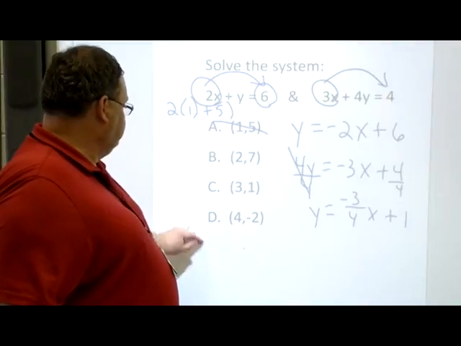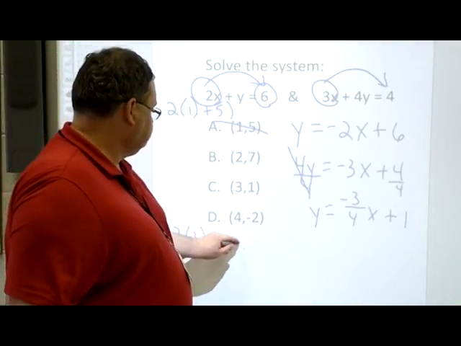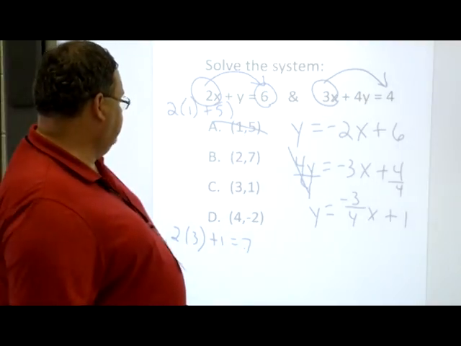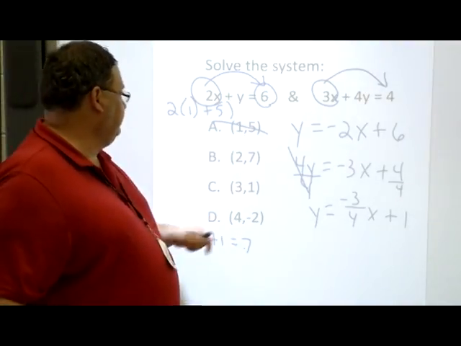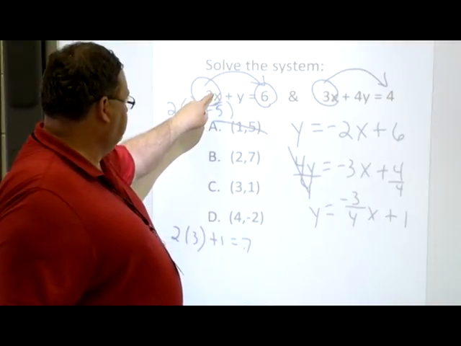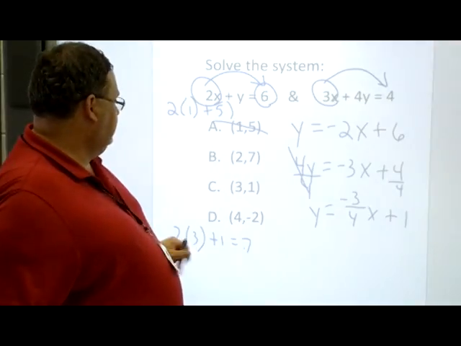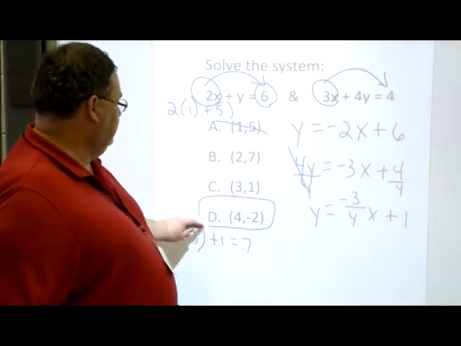Two times 3 is 6. Plus 1 is 7. That didn't work. So obviously, hopefully, we're going to find an answer here. 2 times 4 is 8. Plus negative 2. We'll take away 2 is 6. And D would be the answer.